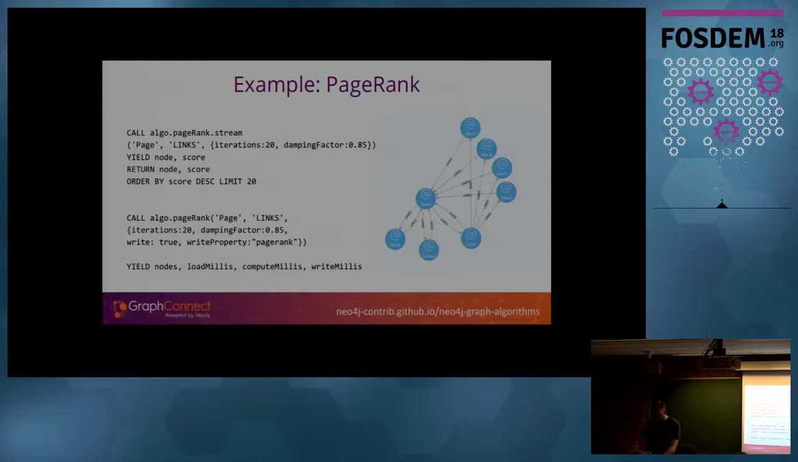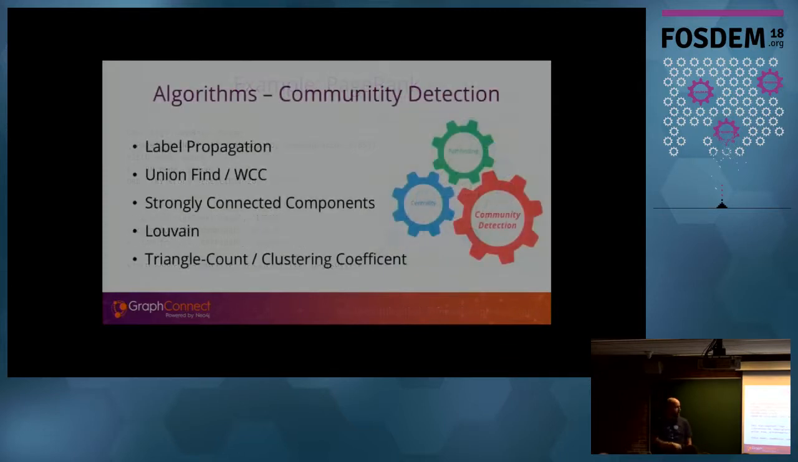And the same I can do with writing the data back, and then I can pass in a write property, where I can also say I have different properties that I want to write to. For instance, I can say I want to run PageRank for this subset of my graph and write to property A, and I want to run PageRank for this other subset of my graph and write it to property B. And then I get this statistics information back: how long did it take to compute the data, how long did it take to write back the data to Neo4j.